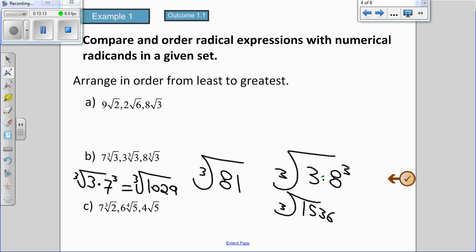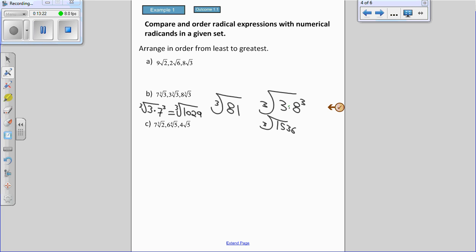Question C. You notice that they're different indexes. You can't just look at the number underneath the root sign to order them. You would need to convert it into a decimal or know roughly what they're going to be. This first one, though, because we're going to practice our converting, is the cube root of 2 times 7 to the power of 3. What do you get? 7 to the power of 3 times 2. 686.